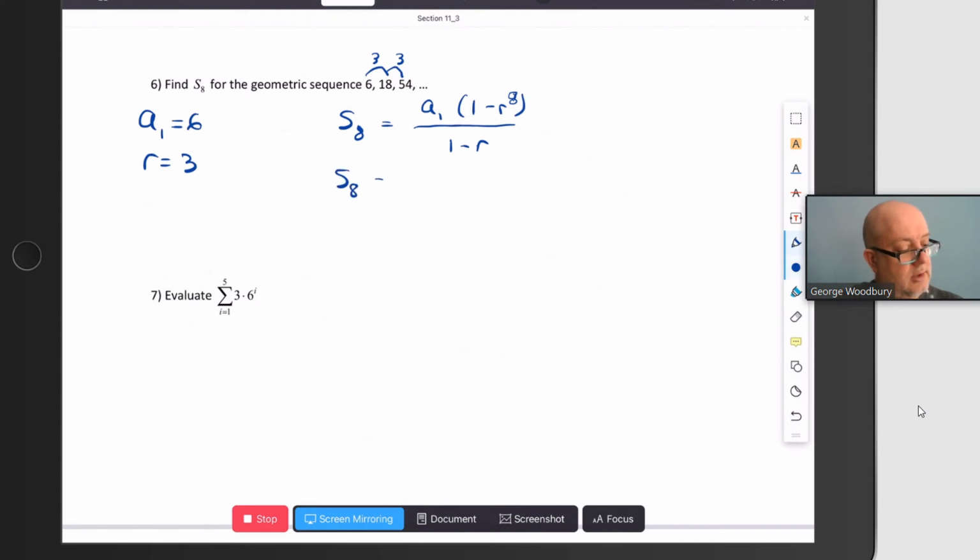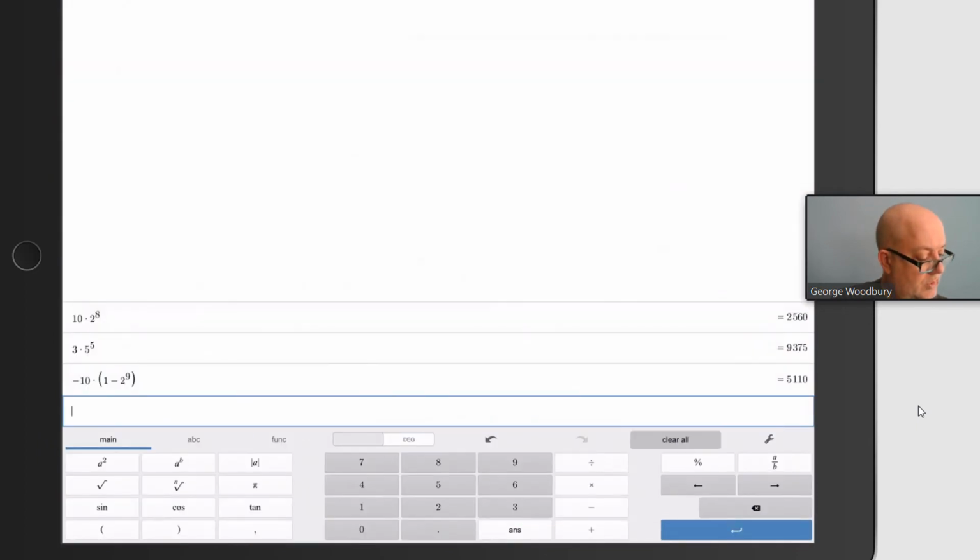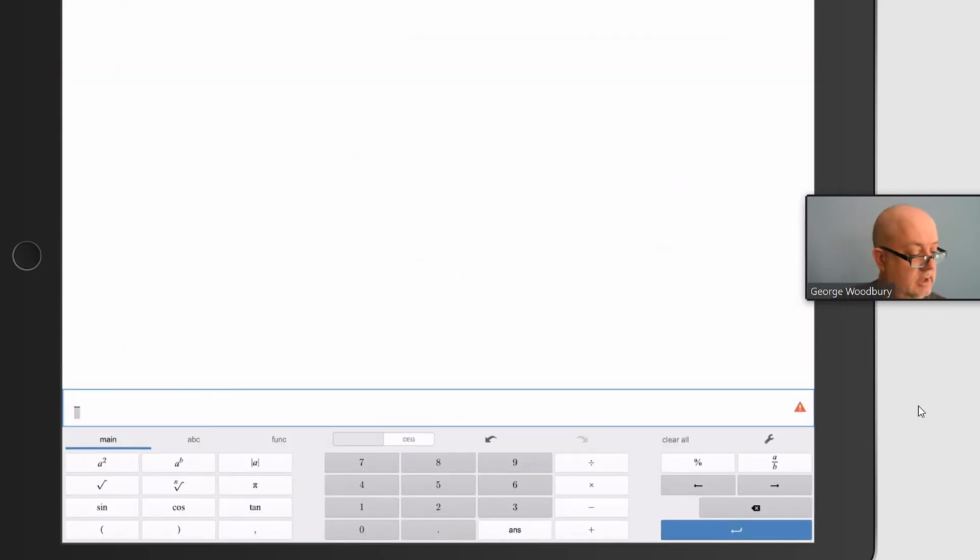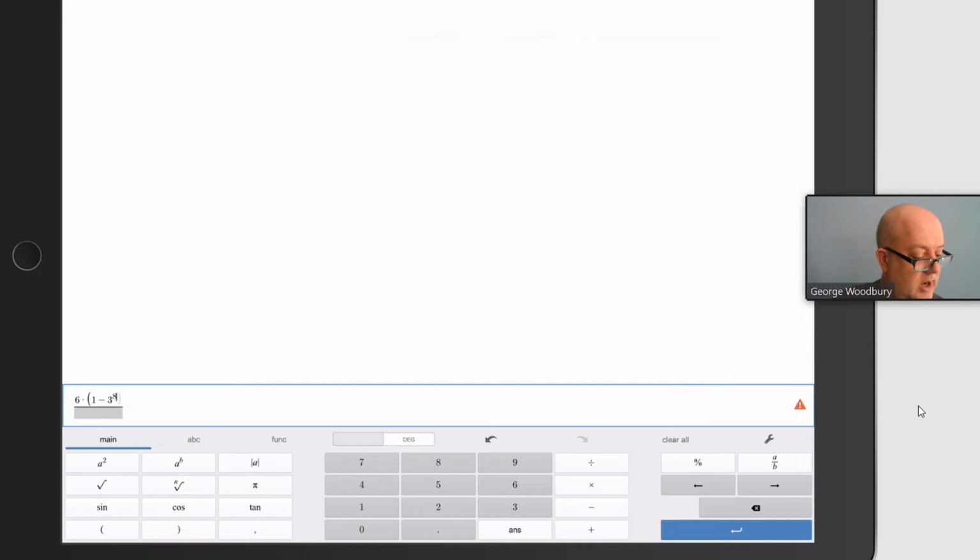Substituting in, a sub 1 is 6 times 1 minus 3 to the 8th power over 1 minus 3. Now, we could type it like this. Let me show you what that would look like. Fraction 6 times parentheses 1 minus 3 to the 8th power, and in the denominator 1 minus 3. And there's our sum, 19,680.